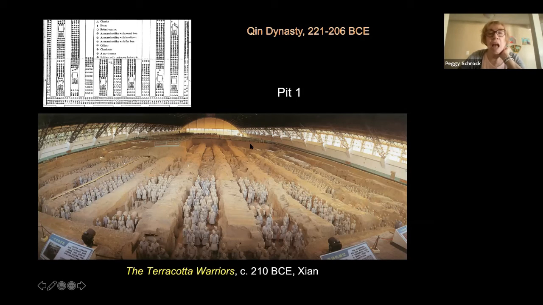As you can see, they stopped excavating. Only the front part is excavated. One of the things they learned right away is that as soon as these hit the air, the paint just went. There's no paint left on these figures. So they stopped excavating until they figured out how to excavate them and then immediately preserve that paint. And they have figured that out, but fairly recently.